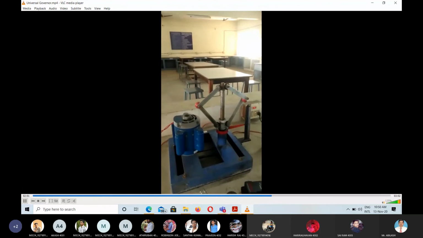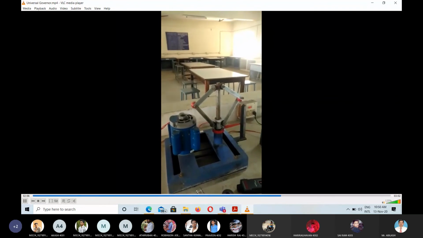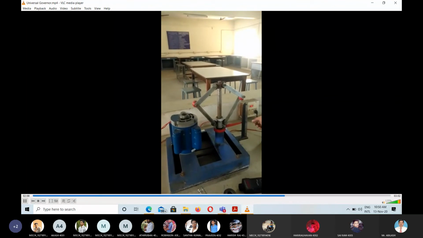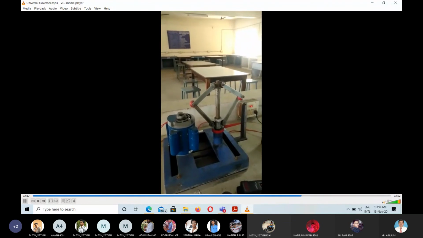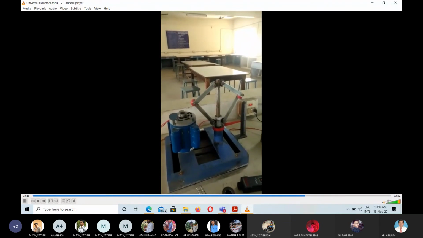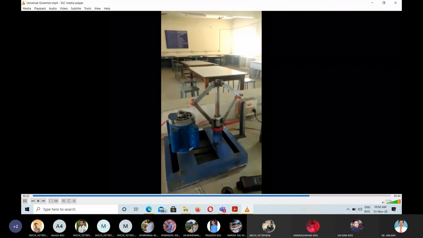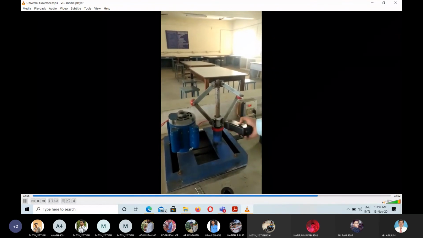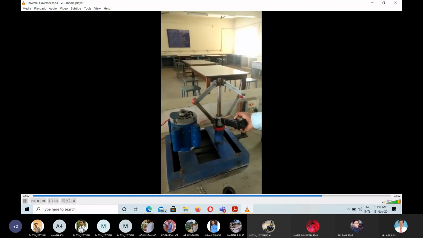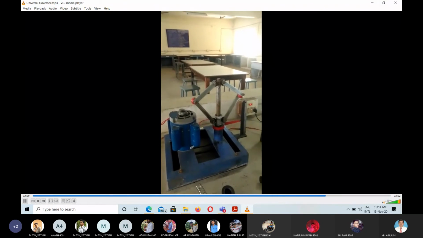We are going to take 3 sets of readings for 3 different speeds: low speed, medium speed, and high speed. Let us consider a 2 centimeter incremental value. If it moves from 11 to 13, let us consider it low speed. From 13 to 15, medium speed. From 15 to 17, high speed. We are going to take the speed with the help of a digital tachometer. If you strike the digital tachometer here, you are able to get the speed.